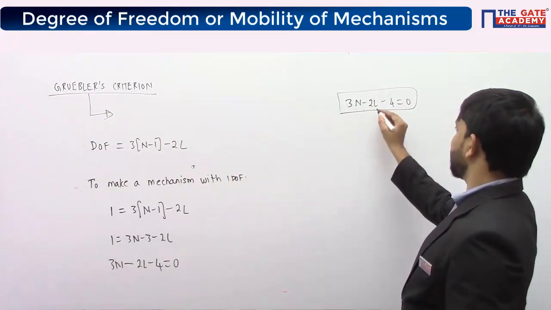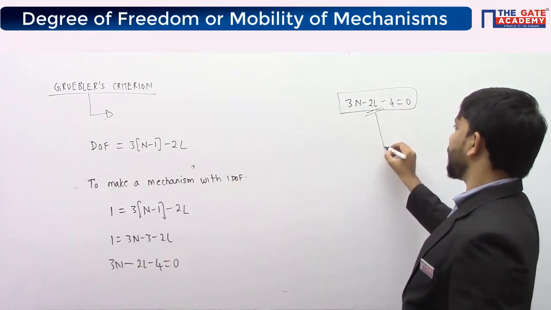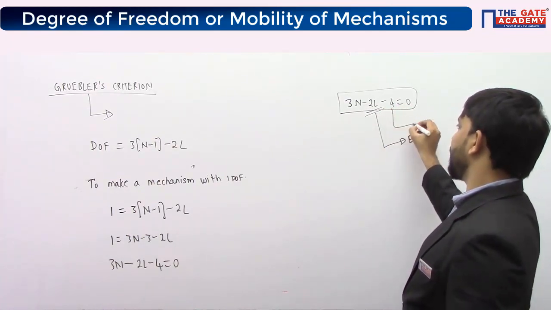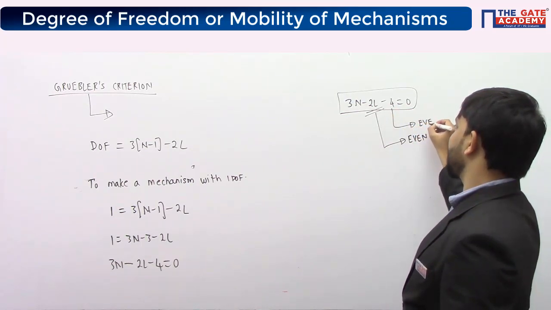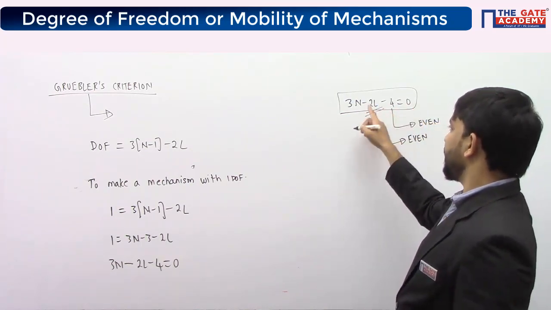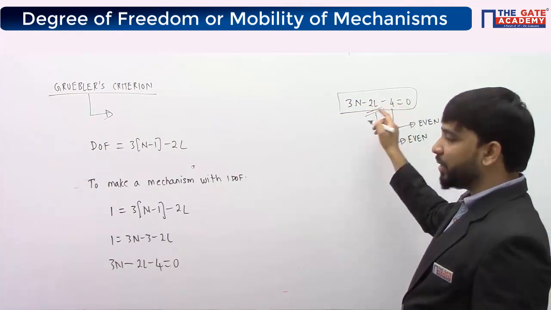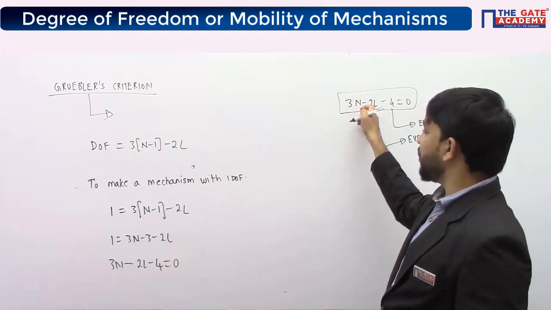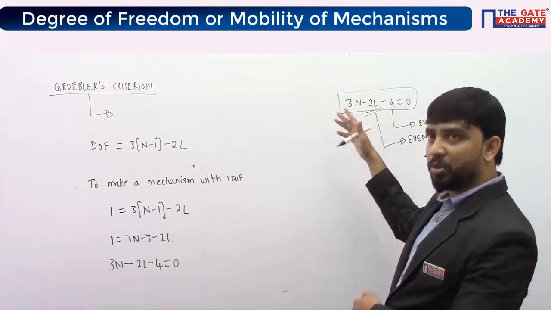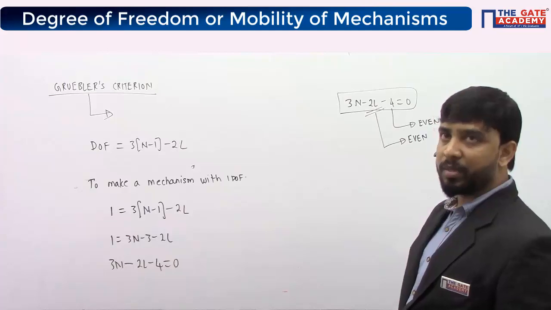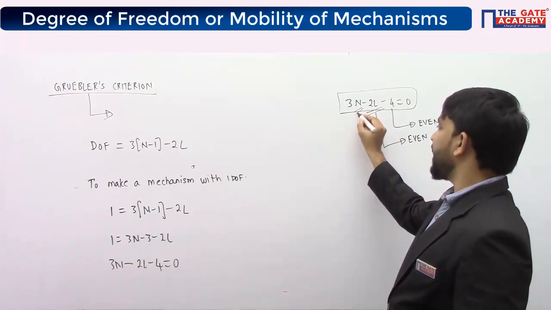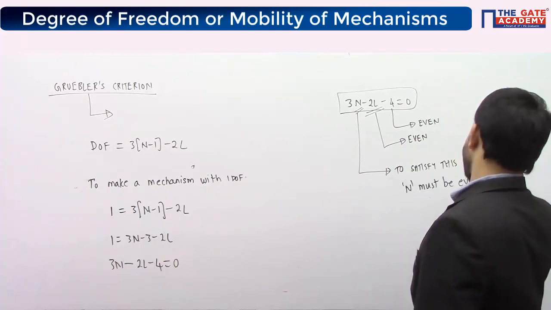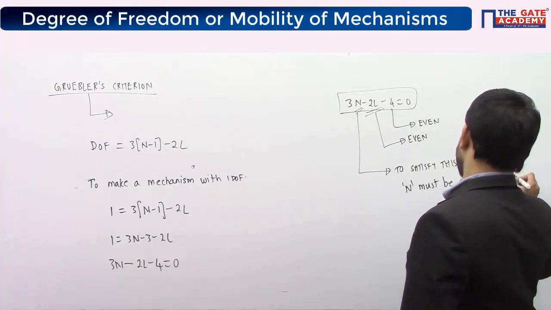If you look at this condition, whatever may be the value of l, 2l is an even number. The constant 4 is also an even number. So if this condition has to be satisfied, n should be an even number. If n is an odd number, 3n will be odd, and with the other two being even, you will not get 0. This condition will not be satisfied. So to satisfy this condition, n must be an even number.